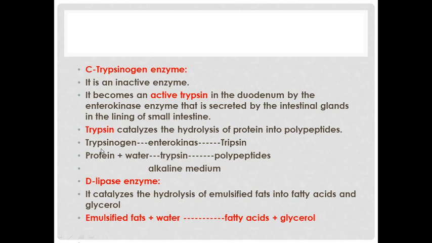So here we have trypsinogen. In the presence of enterokinase enzyme, it is converted into trypsin to be activated. So trypsinogen is the inactive form and trypsin is the active form. Trypsin can now break down protein into polypeptides in the presence of alkaline medium. Number 4, we have lipase enzyme, which catalyzes the hydrolysis of emulsified fat into fatty acids and glycerol.